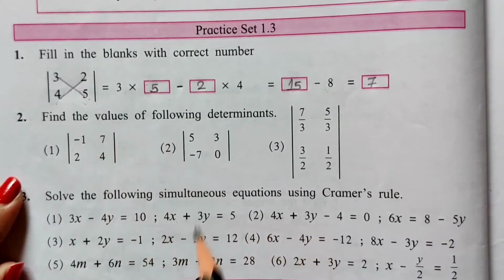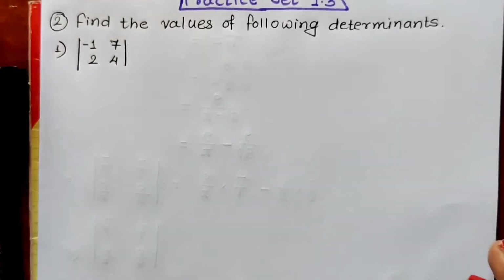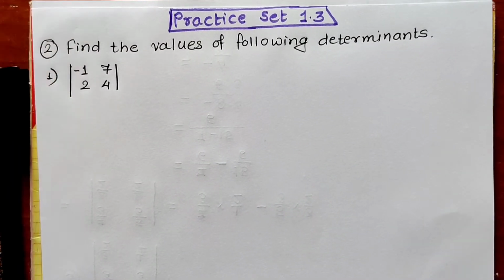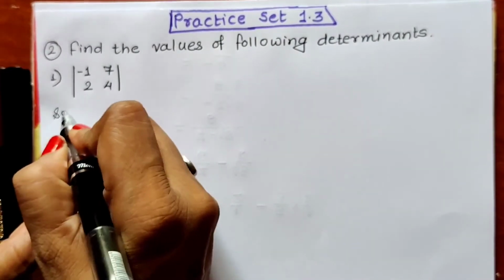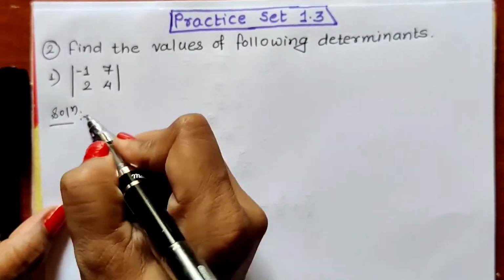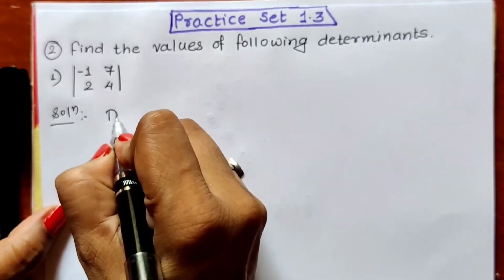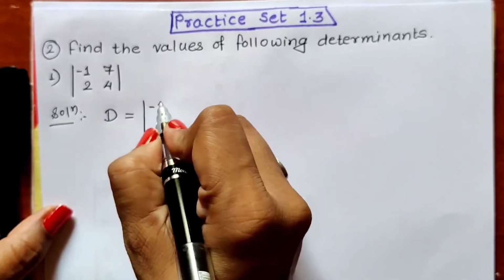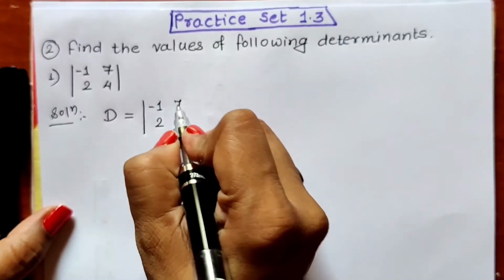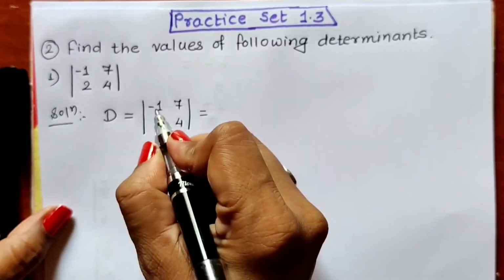So let us solve this first sum. This is the first sum from question number 2. The first column is minus 1, 2, the second column is 7, 4. So let us see how to solve this. As I have told you, we will be applying the method of cross multiplication. This is a determinant, so write D is equal to the determinant. D is equal to, write this determinant, minus 1, 2, 7, 4. And now we will cross multiply.